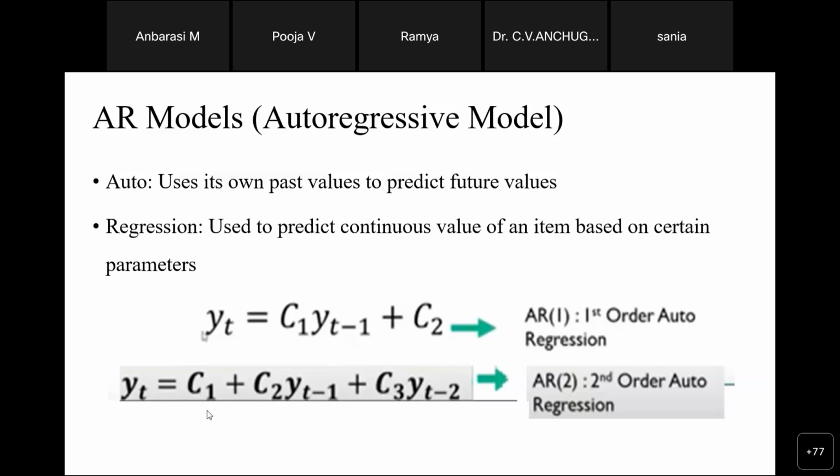Suppose in the second order, if you also want to consider the previous-to-previous time period, then the equation can be rewritten in this form: a constant value, plus a constant multiplied with the previous time period, plus another constant multiplied with the previous-to-previous time period. In this way we calculate the second order autoregression.